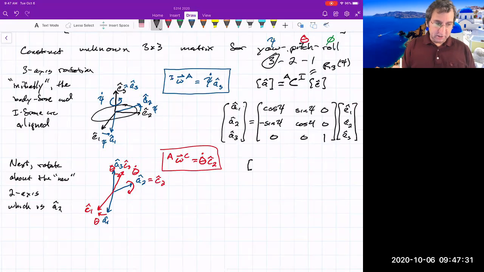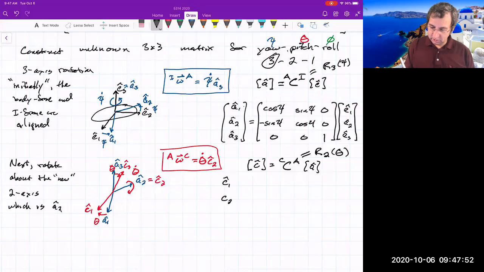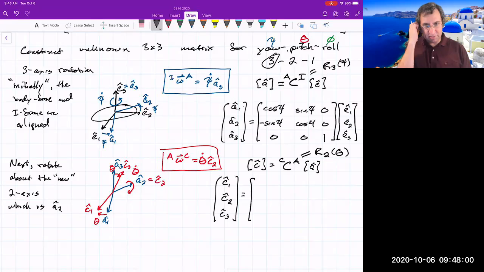And then to remind ourselves, remember C equals the rotation matrix for this rotation, the A directions. And what is this? This is a rotation about the number 2 axis through an angle theta. So writing it out, C1, C2, C3 directions equals, and I always have to look this one up.